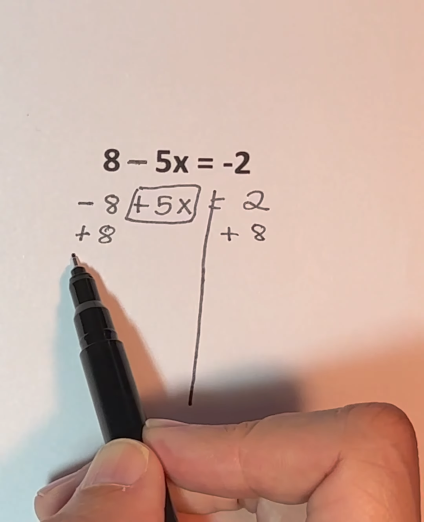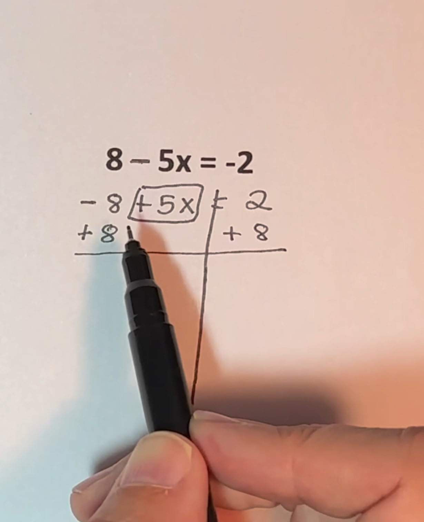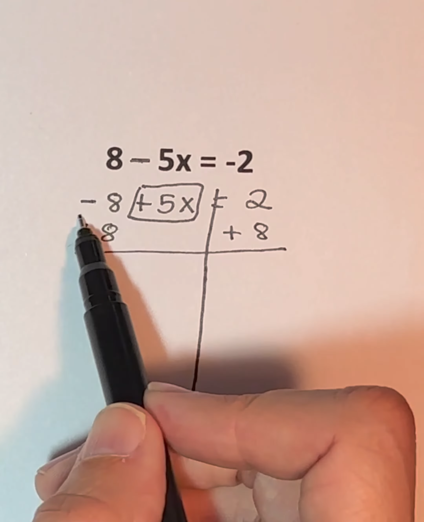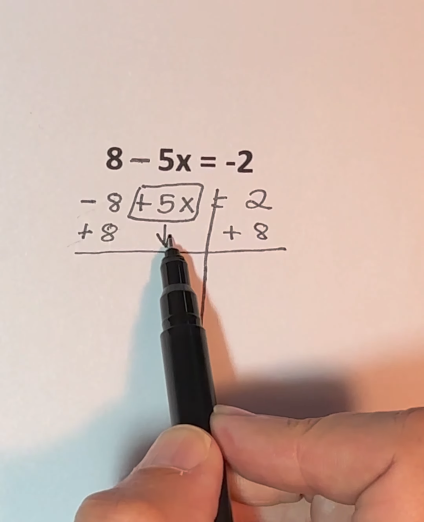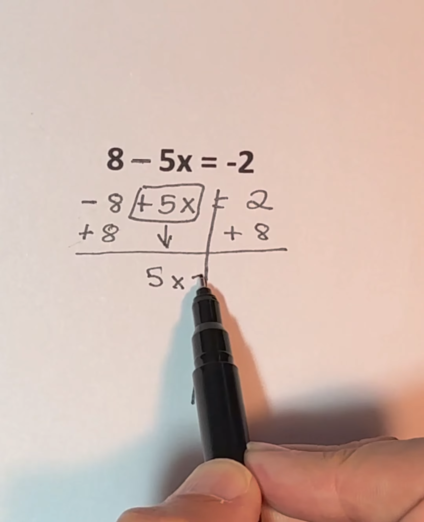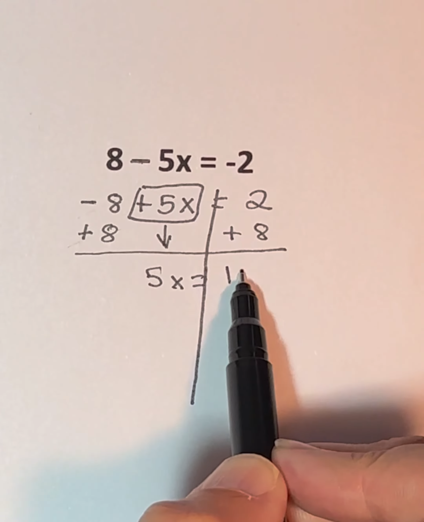If I do it to one side, I've got to do it to the other. Now, negative 8 and positive 8 is 0. It's gone. I can bring down my 5x equals 2 and 8 is 10.